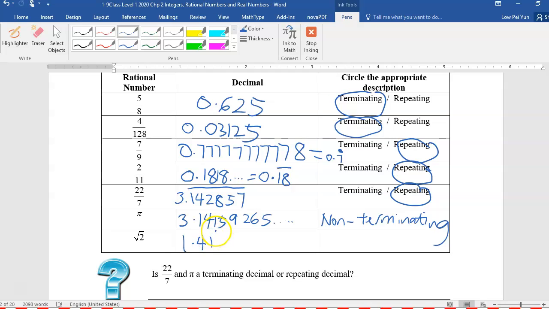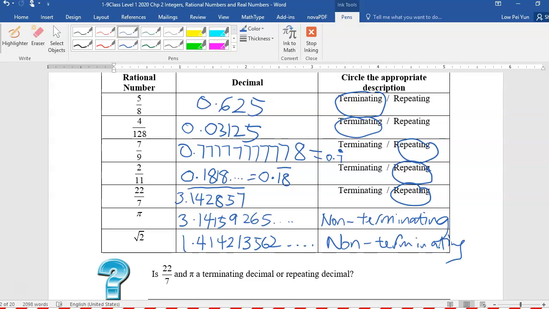1.41, 4, 2, 1, 3, 5, 6, 2. Is there any pattern? No pattern. Our calculator has limitation. It is not a supercomputer. So this as well is not terminating. Non-terminating. Okay, wow. We have 2 types. No, 3 types of decimal.